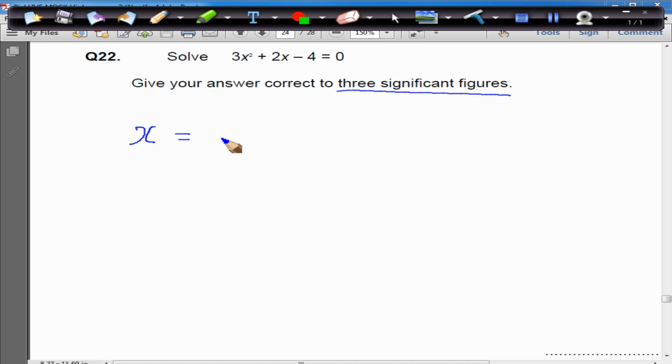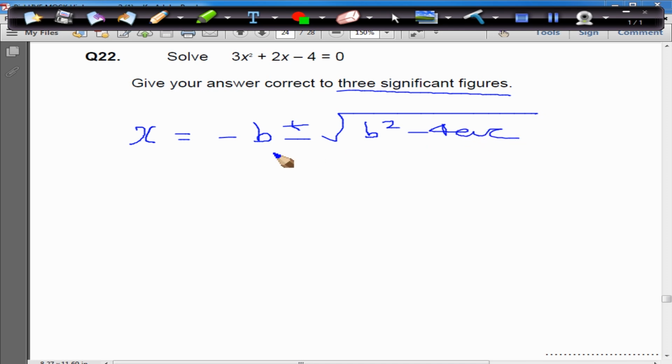We have to use, what do we use? The formula. What formula? x equals minus b plus or minus the square root of b squared minus 4ac, all over 2a. Yeah. This formula. So the 3 significant figures straight away indicate to us that you must use the formula.